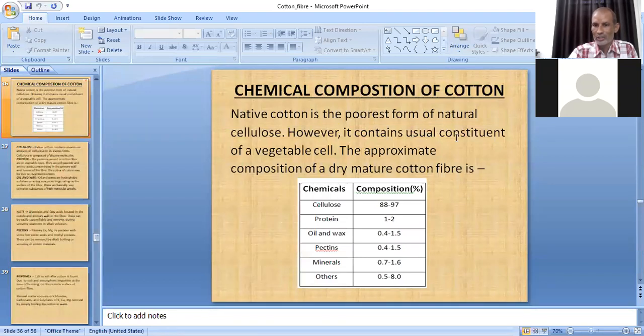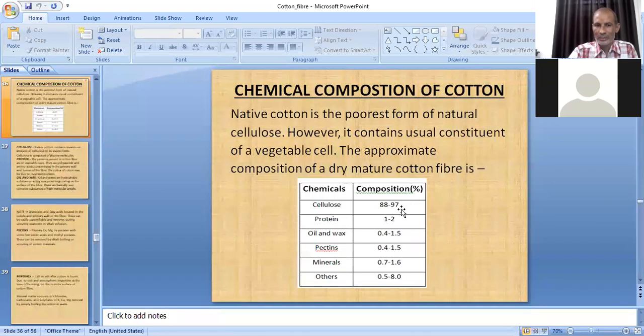However, it contains the usual constituents of a vegetable cell. Whatever vegetable cells are inside other plants, those are also part of it, but the main part is cellulose. The approximate composition of a dry mature cotton fiber can be understood with the help of this table. Here we have the names of chemicals found in cotton fiber and their composition in percentage form. You can see the main part is cellulose, around 89%. 88.97 means around 89% is cellulose. And that's why we are saying it is the purest form of natural cellulose.